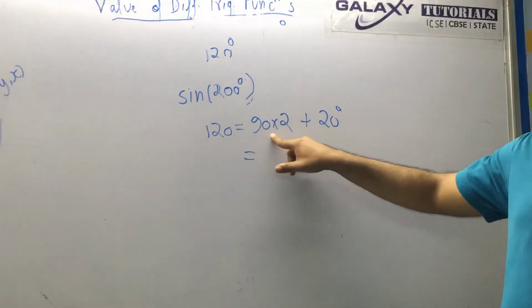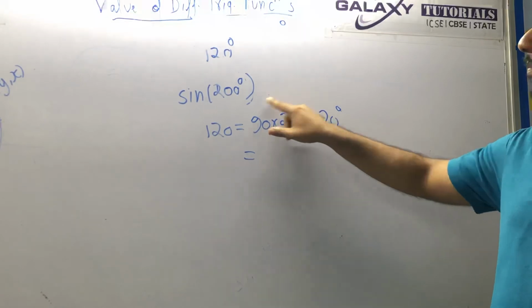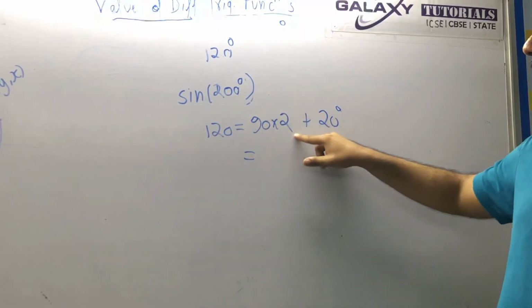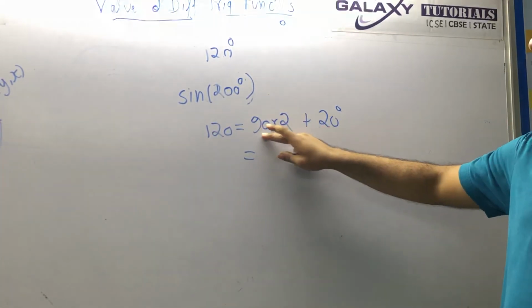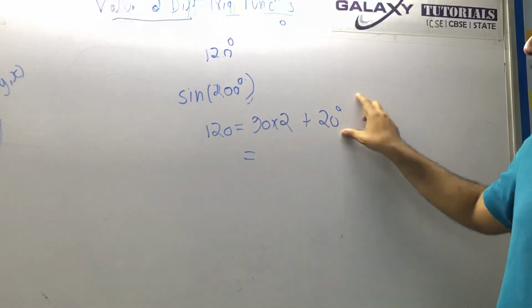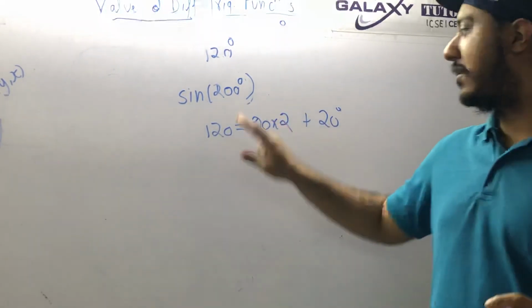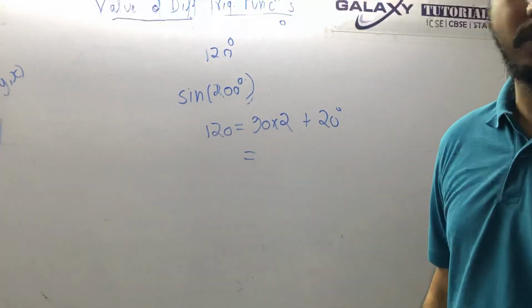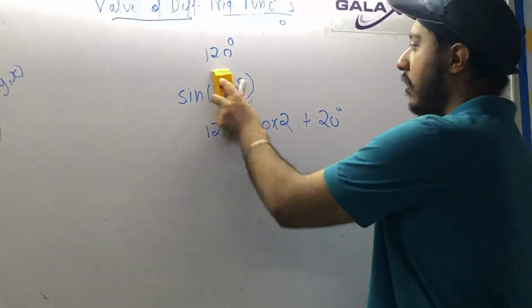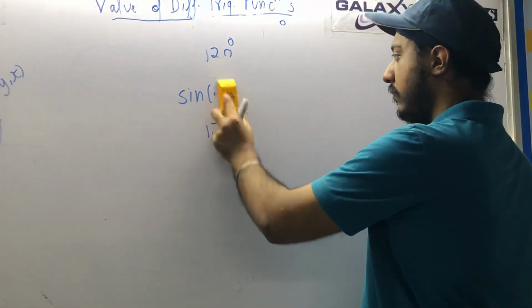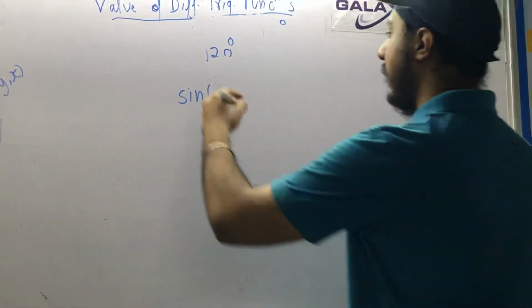I have to write the angle in the form of a multiple of 90 plus something added to that to make this angle. Do you understand what I am talking about? I will show some more examples. Like, how will you write 270?